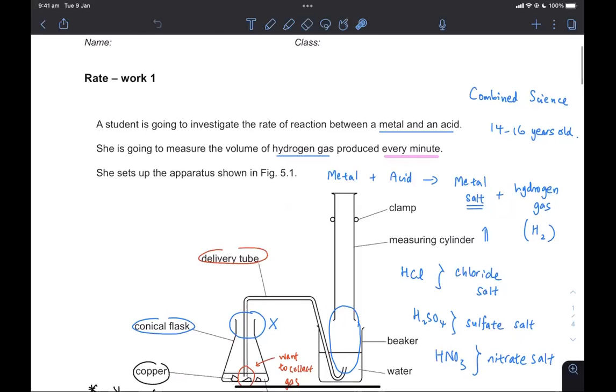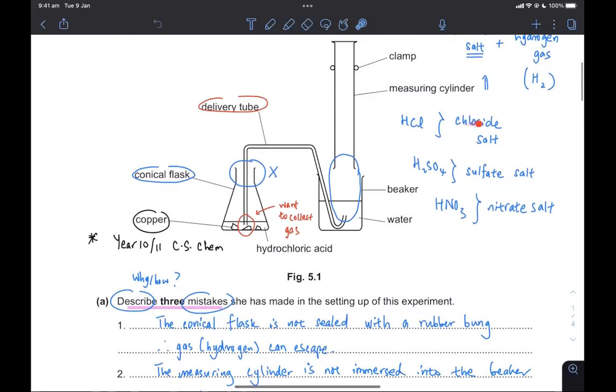Okay, so here you have a metal and an acid. You get metal salt and hydrogen gas. This is from your year 9 chemical equation topic. 3 common acids: hydrochloric acid, HCl, H2SO4, HNO3. They give you the chloride salt, the sulfate salt, and the nitrate salt.